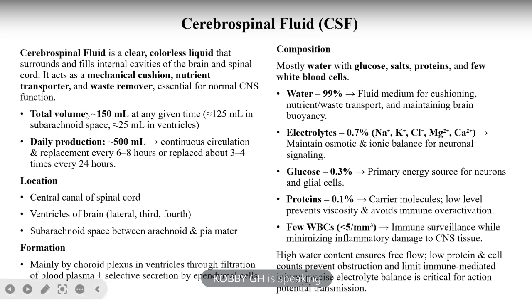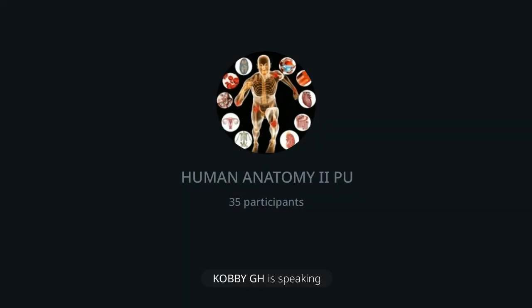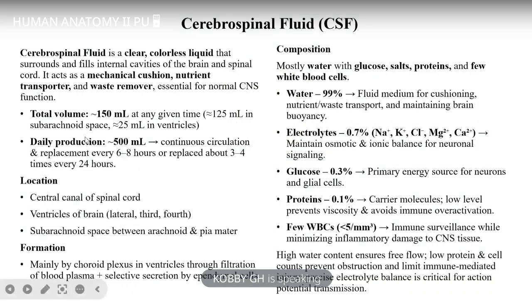The total volume of cerebrospinal fluid is about 150 mL at any given time. Of the 150 mL, we have about 125 mL always in the subarachnoid space, and the remaining 25 mL is always in the ventricles of the brain. So know this, that the total volume of cerebrospinal fluid is 150 mL.